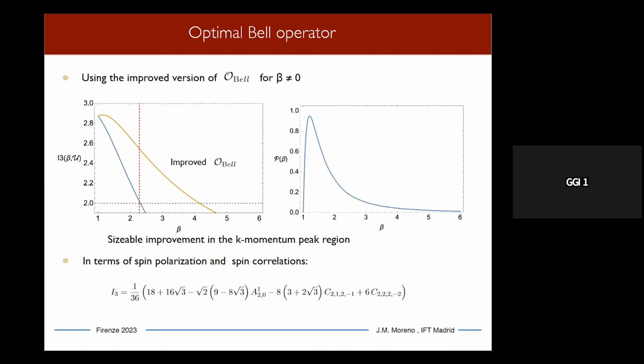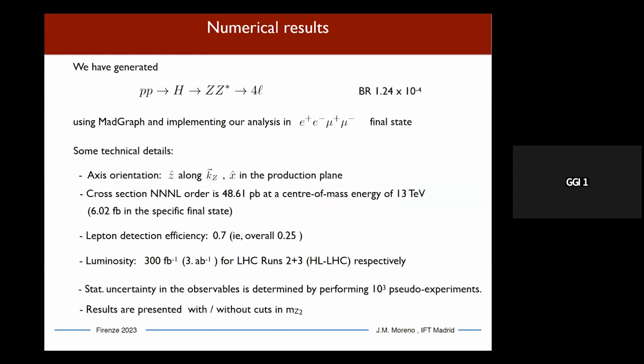So with this improved operator, you could evaluate the Bell inequality, and it is better. This has a better behavior for different values of B. So in particular, since we are peaking in that area, this is better than a version in which you don't rotate. So in terms of the spin polarization correlation, this is the expression.